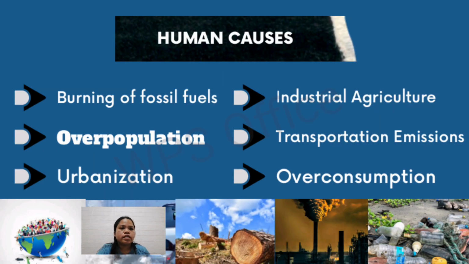So, sa natural causes na ako'y burning of fossil fuels, overpopulation, urbanization, industrial agriculture, transportation emissions, and overconsumption. So, burning of fossil fuel is one of the causes of environmental issues because this includes burning of coal, oil, and gas. And this can significantly contribute greenhouse gases that drives climate change.